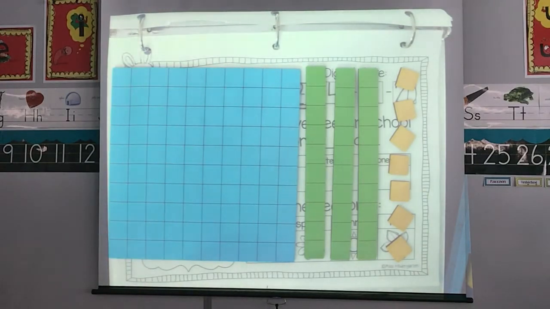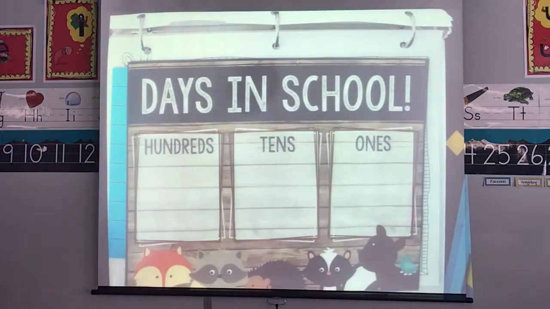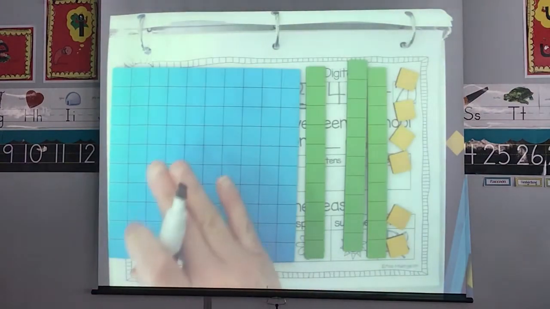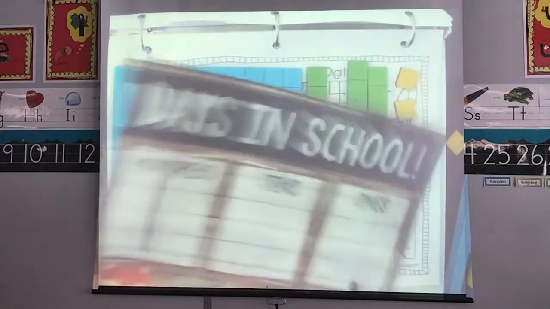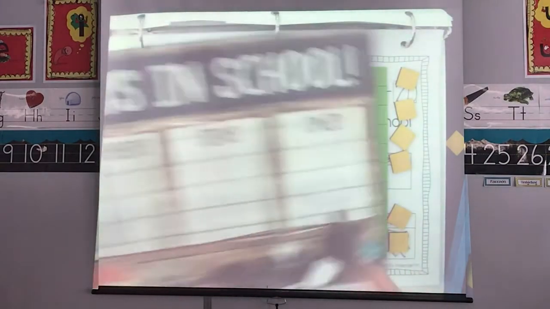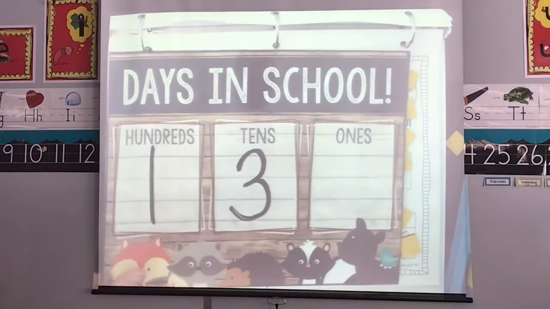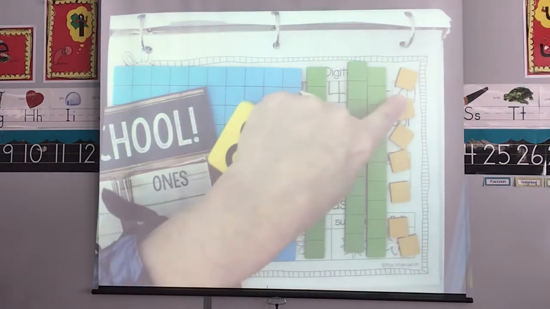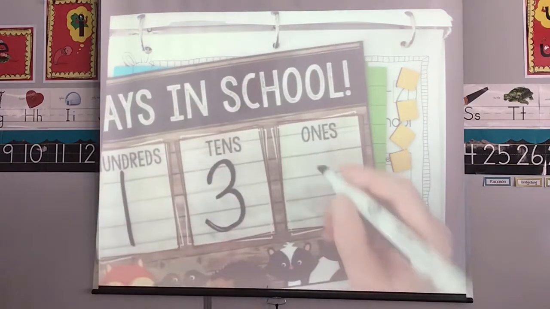Okay. All right, I'm going to go ahead and write that on our days in school. In our blue, remember on our blue we have 100, one of the big blue. We have 3 of the green 10s around a tree. Around a tree, that's how we make a 3. And then we had 1, 2, 3, 4, 5, 6, 7 ones.